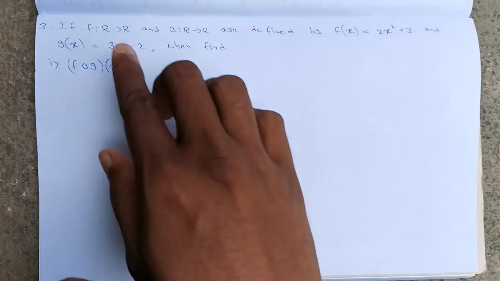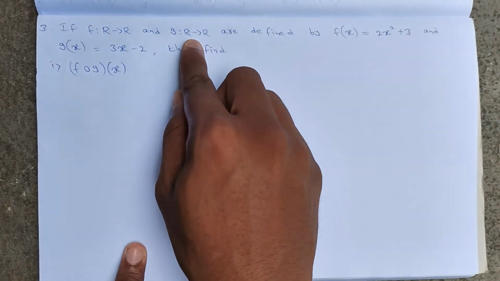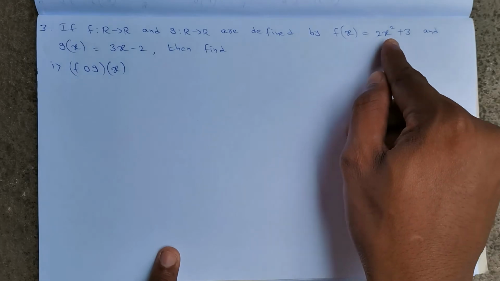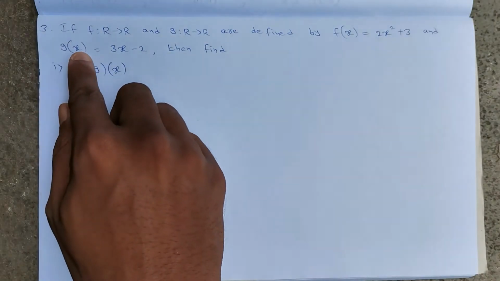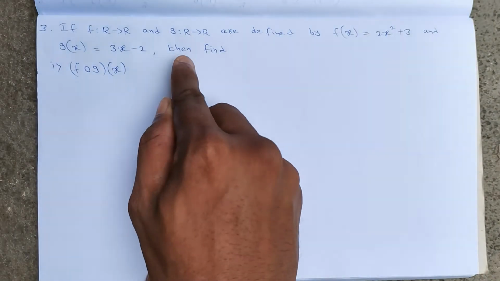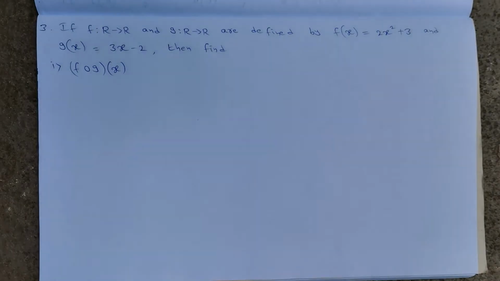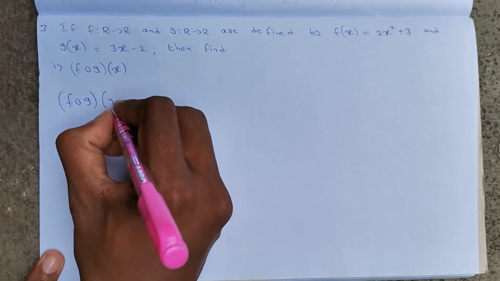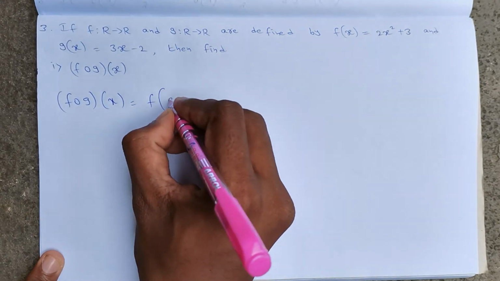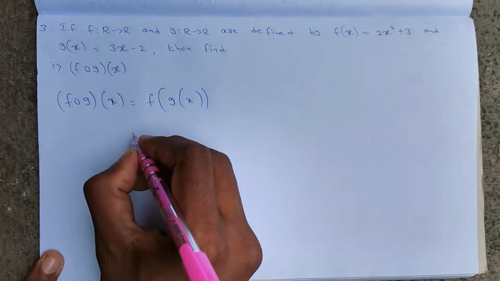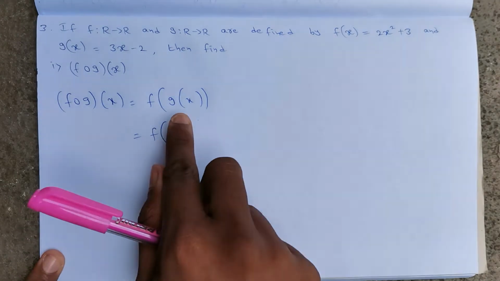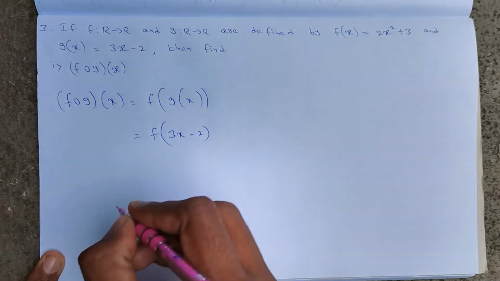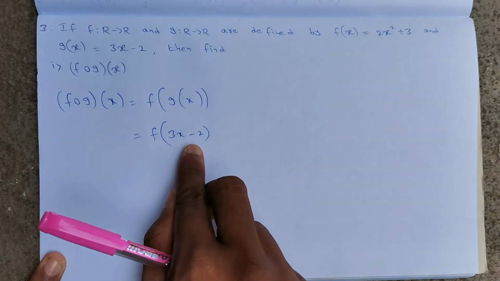Okay, the next bit is, if f is a function from R to R and g is a function from R to R, defined by f of x is equals to 2x square plus 3 and g of x is equals to 3x minus 2, then find f of g of x. So here f of g of x can be written as f of g of x, is equals to f of, g of x is given as 3x minus 2. Now we need to find the value of f of 3x minus 2.